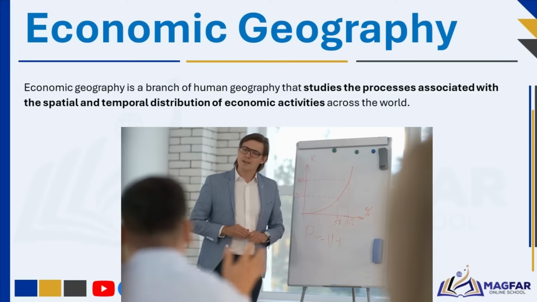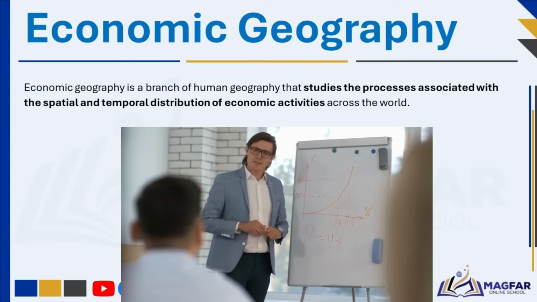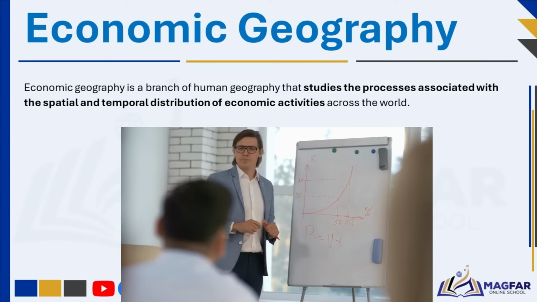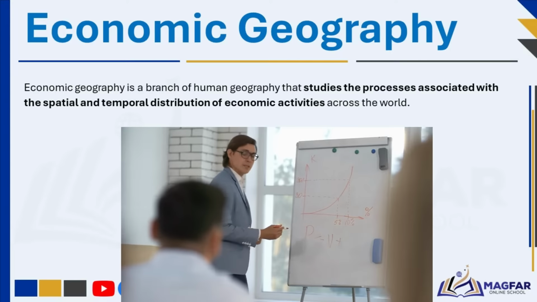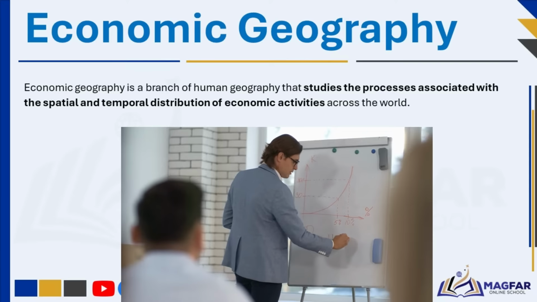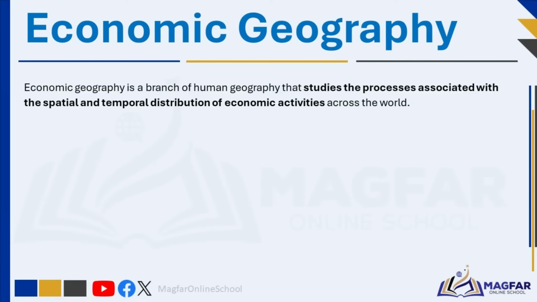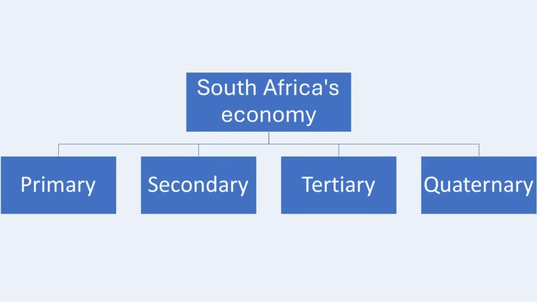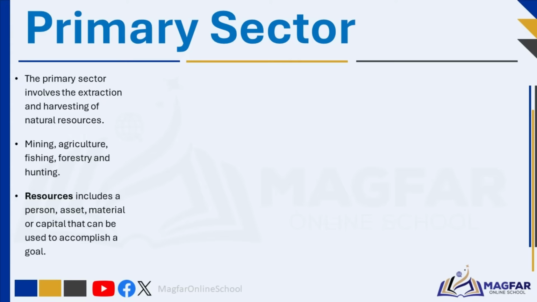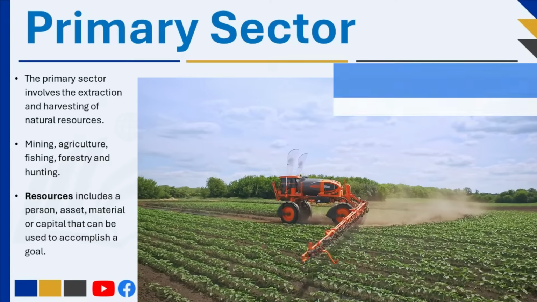It seeks to understand the factors that influence where economic activities occur and how they are organized in different geographical regions. South Africa's economy is divided into four main sectors: primary, secondary, tertiary, and quaternary. Each sector plays a critical role in the country's economic landscape. Let us move on and talk about these sectors in more detail.